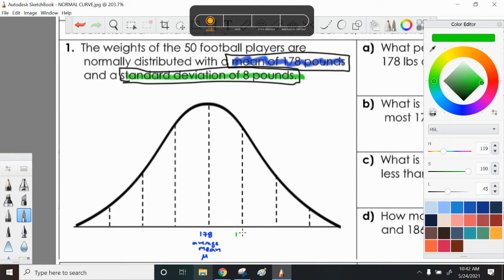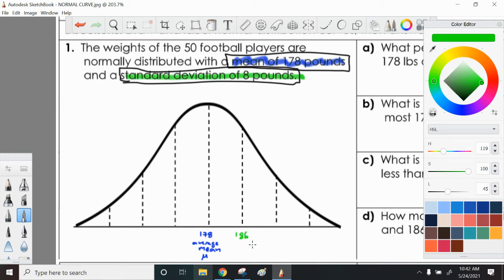That's how we're going to figure out that right here is where all the 186-pound kids would be, because that would be 178 plus 8. And then right here would be 194. And right here would be 202. That standard deviation is telling us how big these little gaps are, and it's symmetrical. So in the opposite direction, instead of adding the 8, we should be subtracting the 8. So it would be 170, and then 162, and then 154.